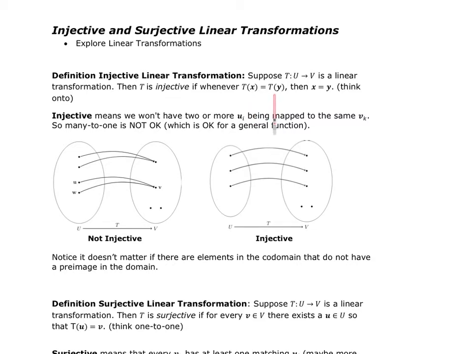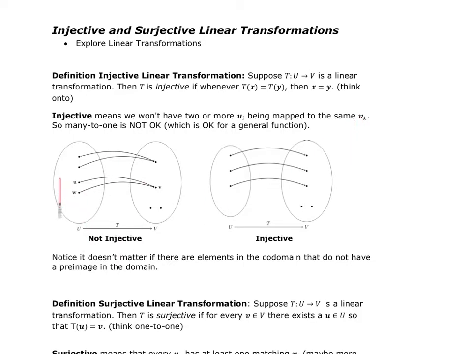We think of this as being one-to-one. When we are injective, that means that my elements in U, u sub i, will only be mapped to one and only one element in V, v sub k.